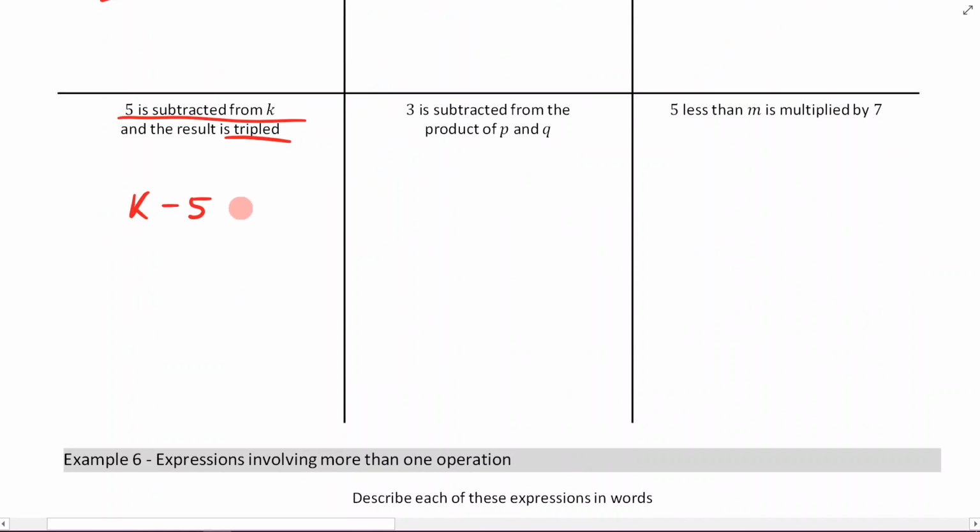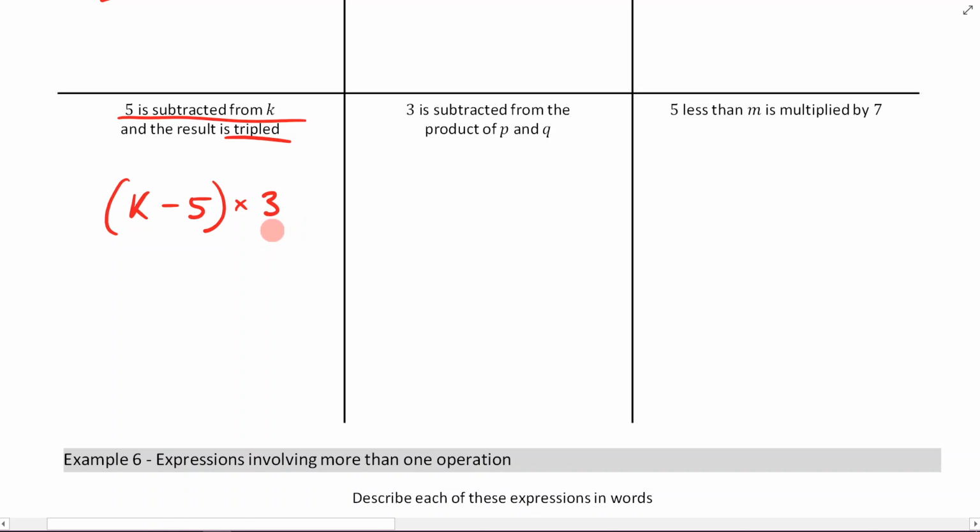If we just multiply by 3 here, because we're tripling, what this is saying is 5 times 3, because remember, BIDMAS tells us we have to do the multiplication first. But reading this tells us we first want to do this subtraction and then triple it. So we're going to have to put brackets around it. This is what it should look like.